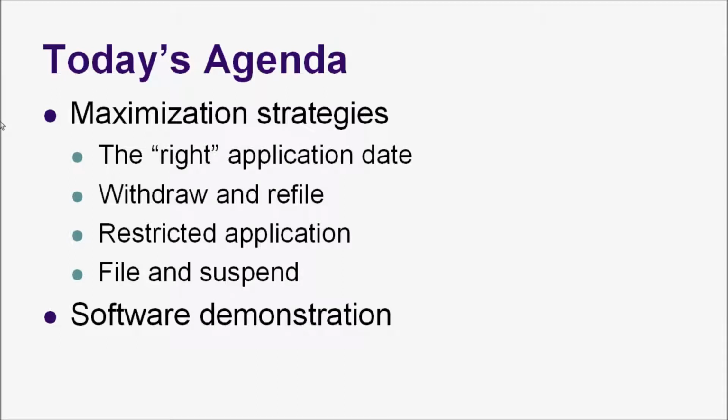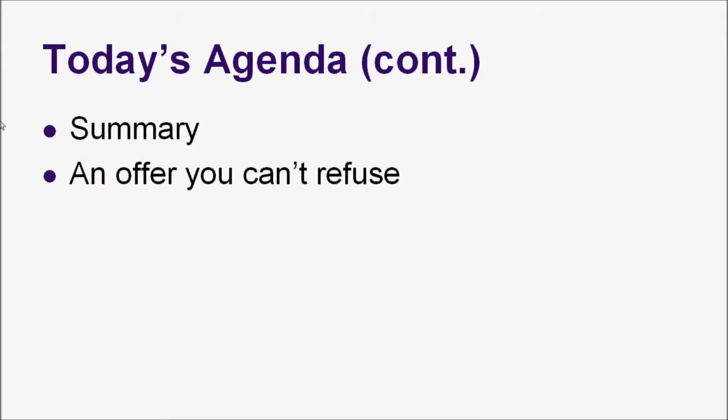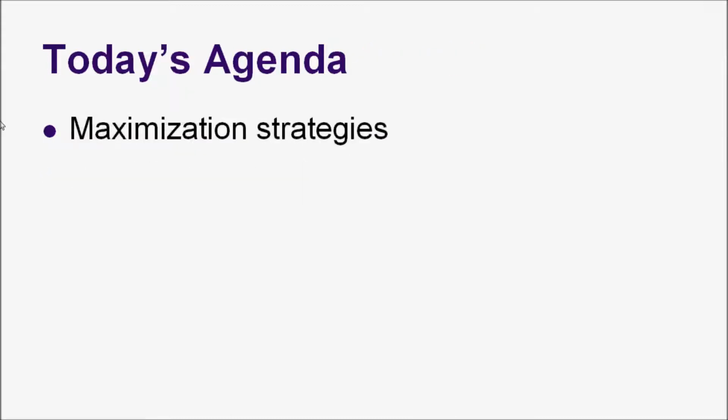Okay, so what are we going to talk about today? The four most important, most common maximization strategies. The first one is the right application date, then the withdraw and refile, then the restricted application, and the file and suspend. I'm also going to give you a software demonstration, so I'm going to show you how each of these strategies work. Finally, we'll summarize what we talked about, and then I'll make you the offer you can't refuse.